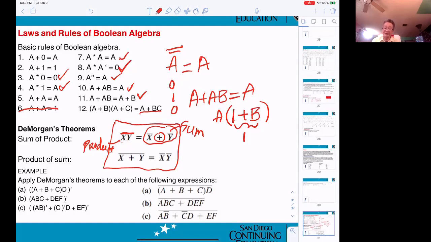And now you get a sum right here. X plus Y with the bar over. You take the bar out. X will be not X. Or plus will be AND. And Y will be Y not. Okay, not Y. So now you get a sum and you're converting it to the product.